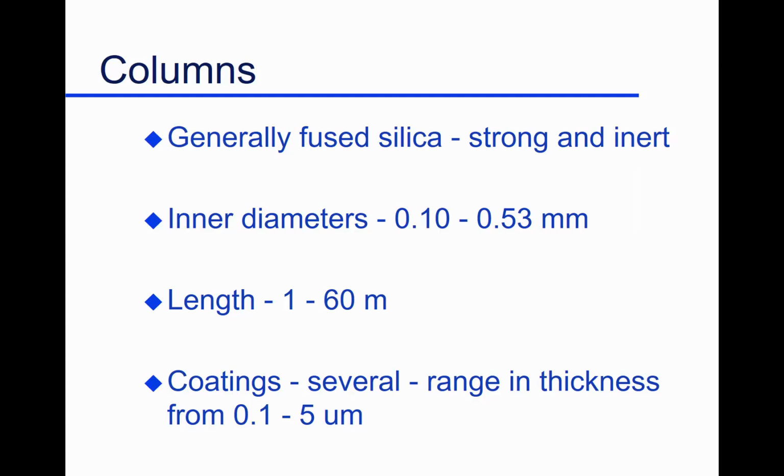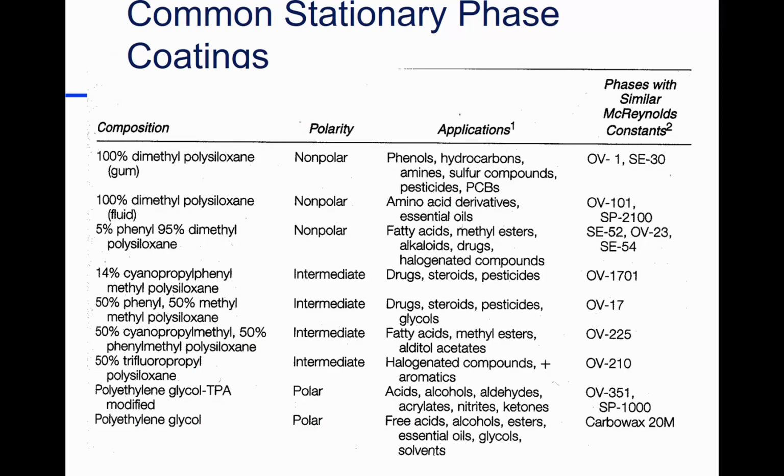And we can put a number of different coatings inside, number of different stationary phase on the inside of that column. And they're fairly thin coatings. So you think about 0.1 micron film thickness up to 5 microns film thickness. That's a thick film. 5 microns is a thick film.